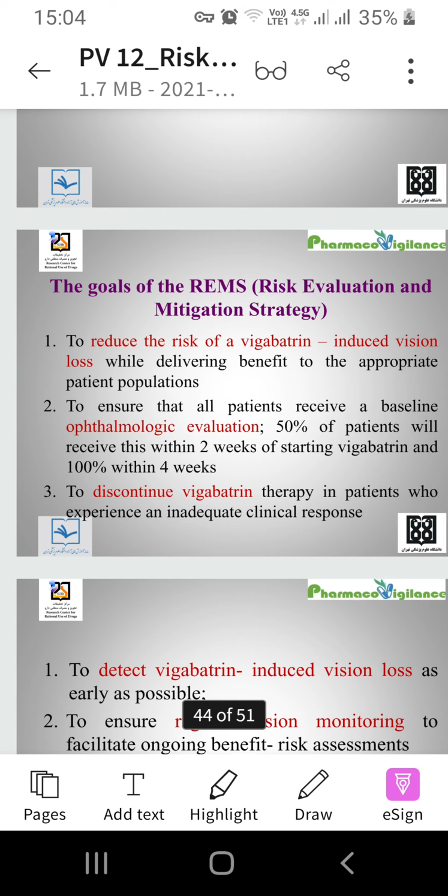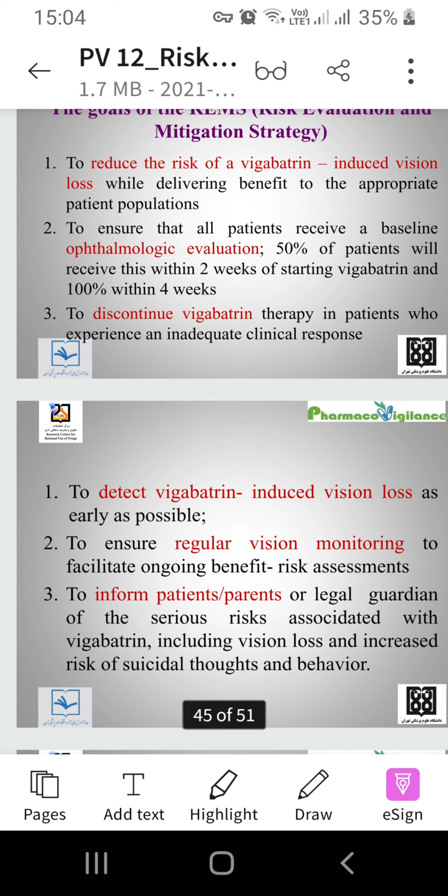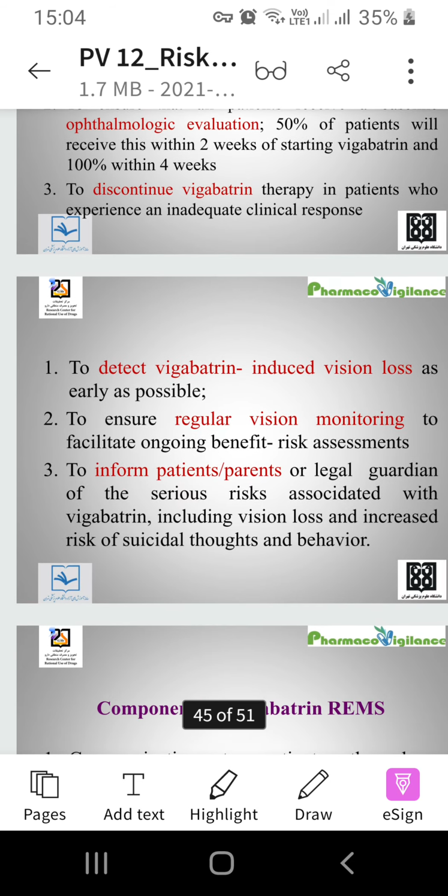To ensure all patients receive a baseline ophthalmologic evaluation, 50% of patients within 2 weeks of starting vigabatrin and 100% within 4 weeks. To discontinue vigabatrin therapy in patients who receive an inadequate clinical response. To detect vigabatrin-induced vision loss as early as possible. To ensure regular vision monitoring to facilitate ongoing benefit-risk assessment.